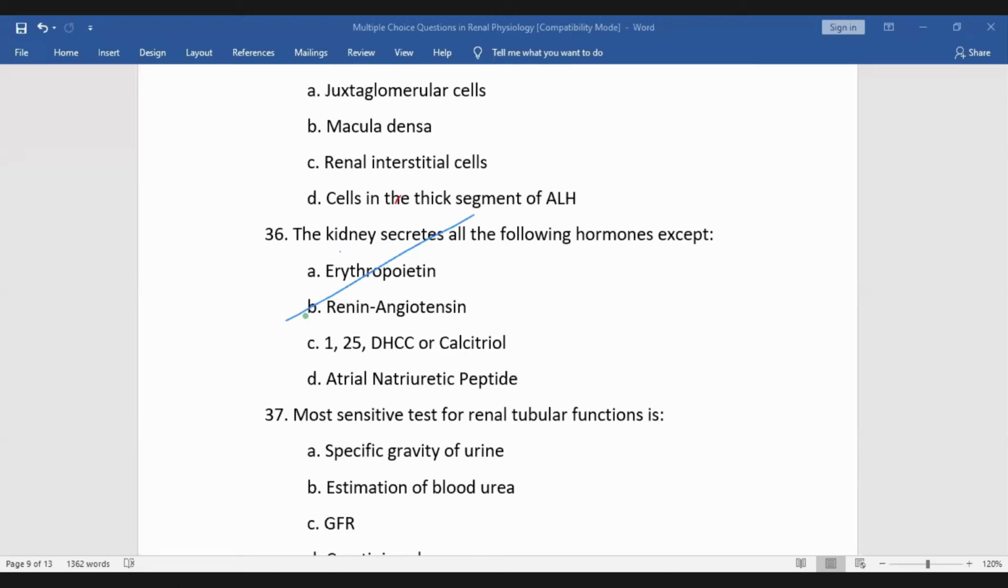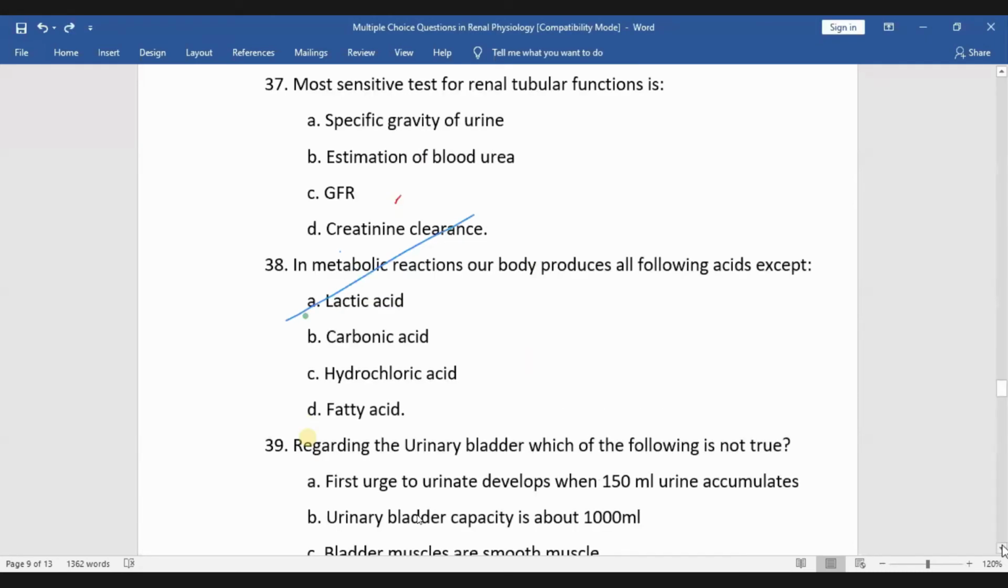What is the most sensitive test for the renal tubular functions? Try to remember tubular functions. Specific gravity of the urine, estimation of the blood urea, GFR, and creatinine clearance. The most sensitive function is the specific gravity. That is, the specific gravity is the most sensitive test of the renal tubular functions. Right? The absorption of water depends on the specific gravity.